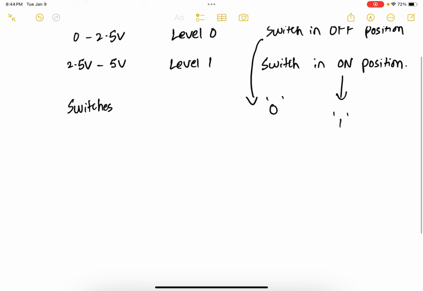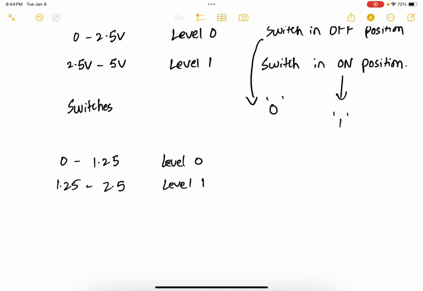So for example, if I want to divide this into 4 levels, I can have 0 to 1.25 volts, that's level 0, 1.25 to 2.5 volts, that's level 1, 2.5 volts to 3.75 volts, that's level 2. We have already seen this before. 3.75 volts to 5 volts, that's level 3.